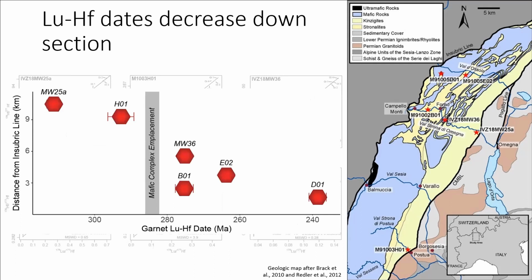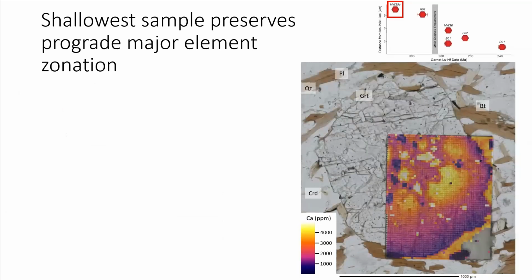Due to the samples' structural depth correlation with their lutetium-hafnium date, I'll be showing you this figure in the top corner of each slide as I move through each sample in more detail, just so you have it to reference. The y-axis is a sample's distance from the Insubric Line, which is the fault that bounds the base of the section. So the higher up on the y-axis the sample lies, the structurally higher it is in the section. Then the x-axis is the garnet lutetium-hafnium date, and I've put the timing of the Mafic Complex emplacement in the gray bar, just so you have something to reference in the white space.